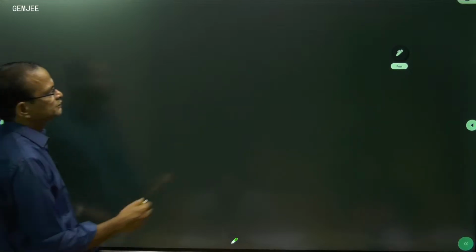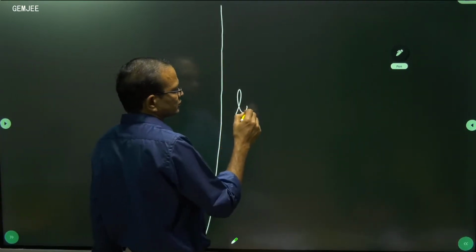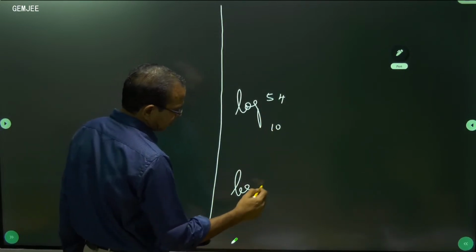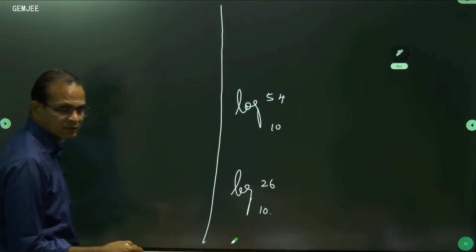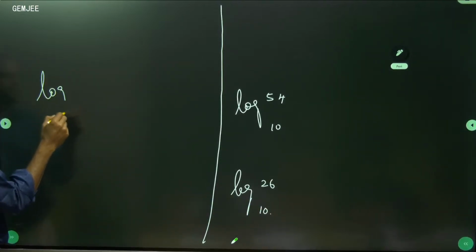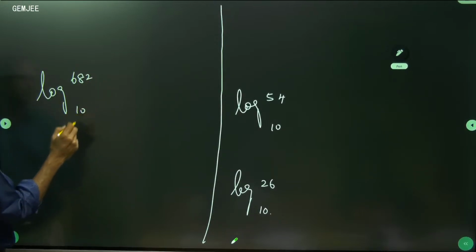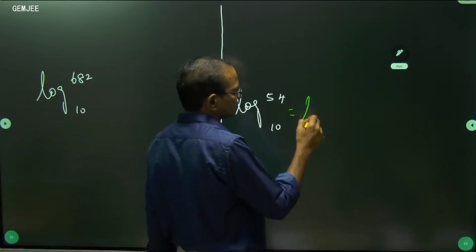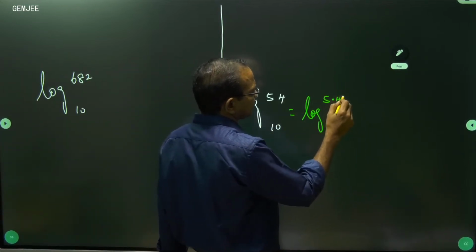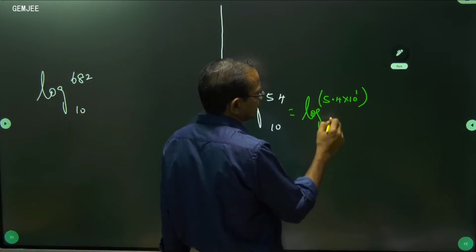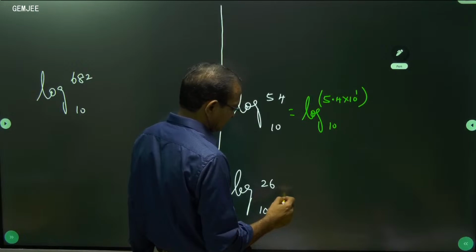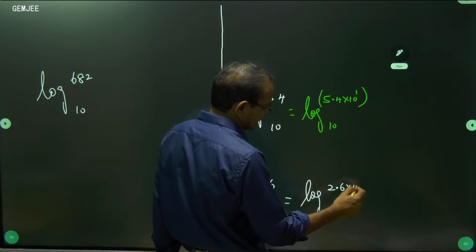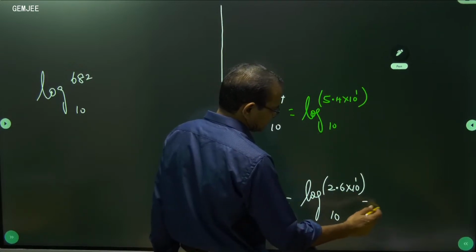Yes, now we'll go for log of 54 to the base 10, log of 26 to the base 10, log of 682 to the base 10. This can be written as log of 5.4 into 10 power 1 to the base 10. This can be written as log of 2.6 into 10 power 1 to the base 10.